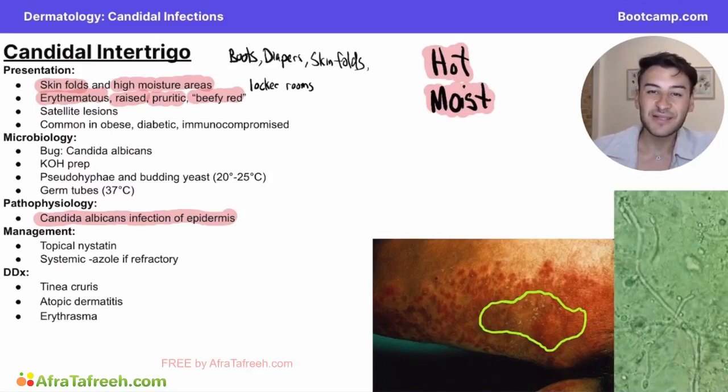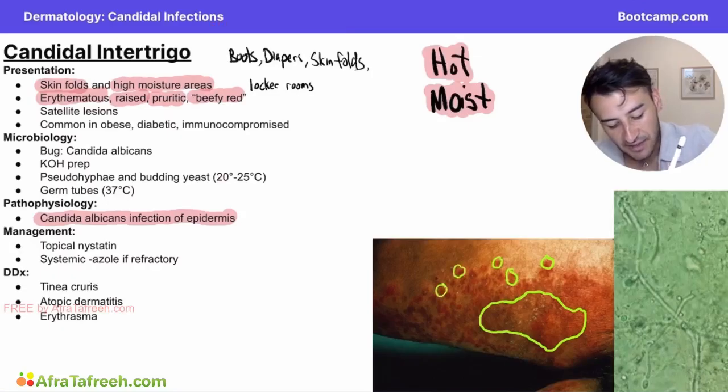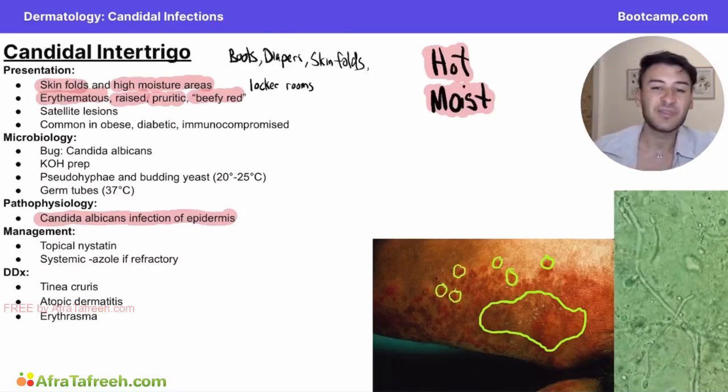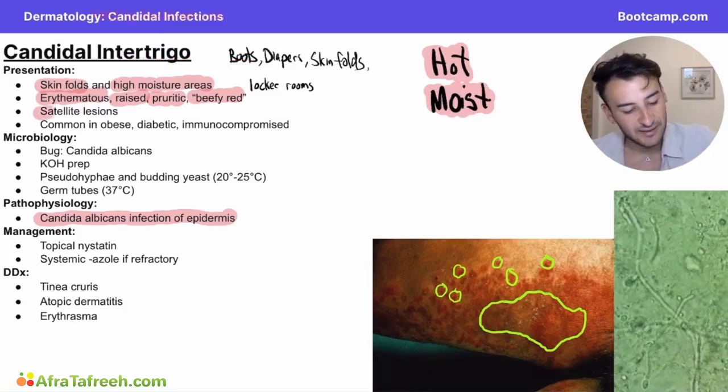But I want to point out something that's really important in terms of high-yield differentiating from other infectious rashes. You will notice that there are satellite lesions, and it's these little circular pod-like guys who are existing off the main part of the rash. And this is a super, super high-yield sticking point for candidal infections because other infectious disease processes will not have these satellite lesions, whereas candidal infections will. So just remember, it's going to be beefy red, erythematous, it's going to be pruritic, and we're going to have those satellite lesions. So I want to highlight the satellite lesions in extra dark red because it's extra important.